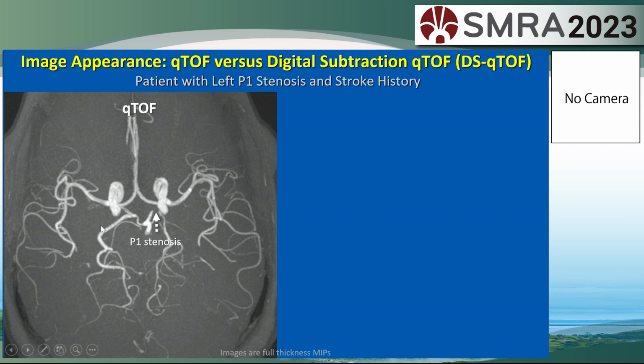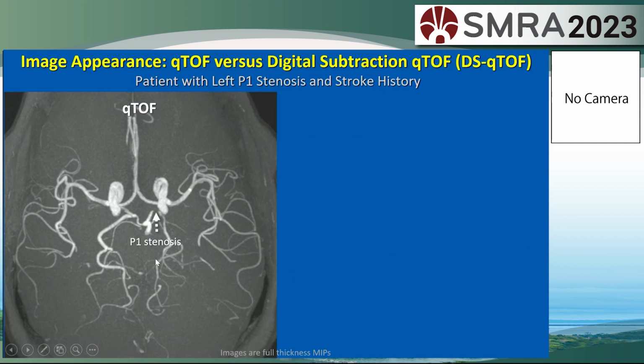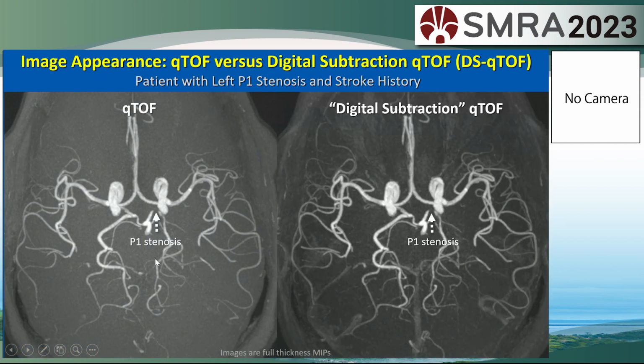So this is just an example of a patient with a left P1 stenosis with a stroke history. This is the quantitative time of flight MIP image here. We can see the stenosis, but with the digital subtraction variant, we can see this improved arterial background contrast. We still see the stenosis, but when we look closely, we see improved small vessel detail with this digital subtraction strategy.